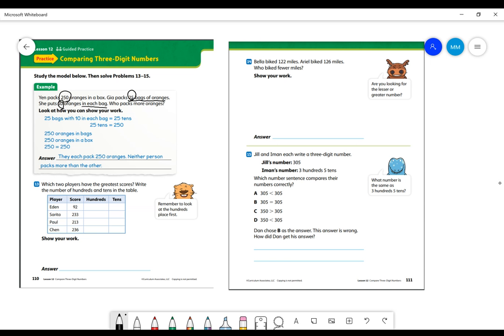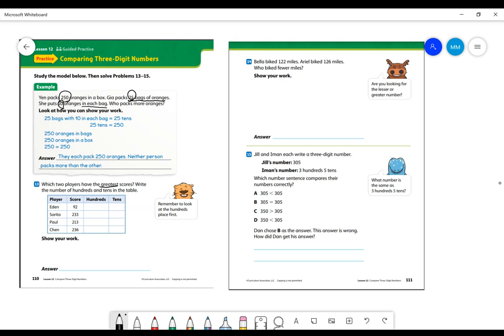It says, which two players have the greatest scores? Write the number of hundreds and tens in the table. So we have a chart that has the name of our players, the score that they received, and then we are going to put the scores into hundreds and tens. We are not going to be using the ones place. So we are just focusing on the hundreds and tens.